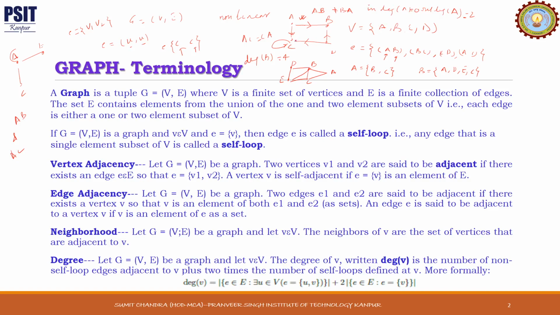Similarly, suppose we take B. As you can see in this graph, 2 edges are coming to B, so the in degree of B is equal to 2, and the out degree of B is equal to 1, since 1 edge is going out of B.